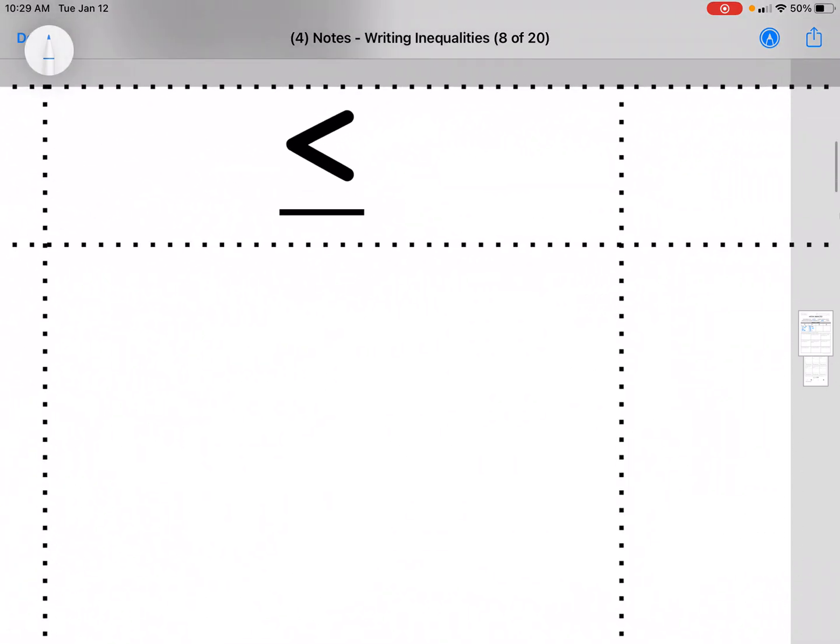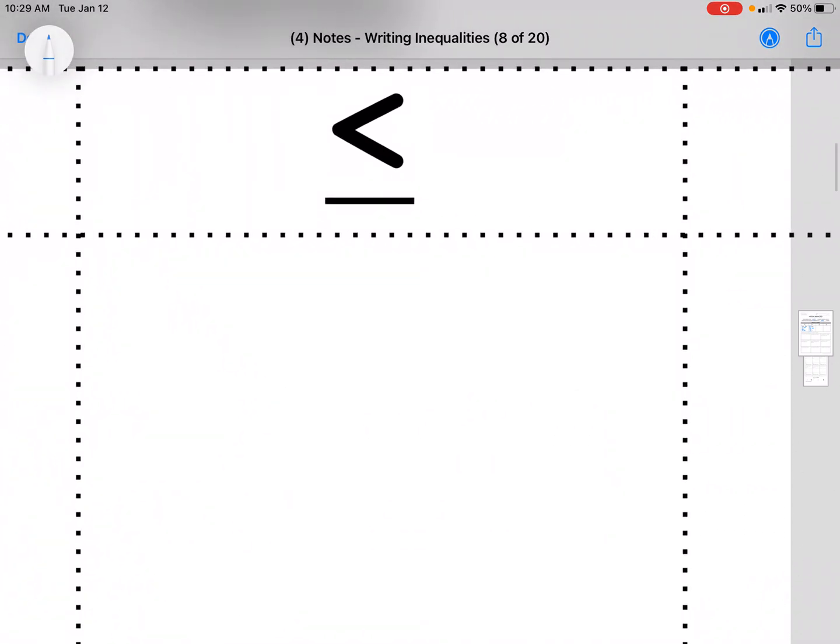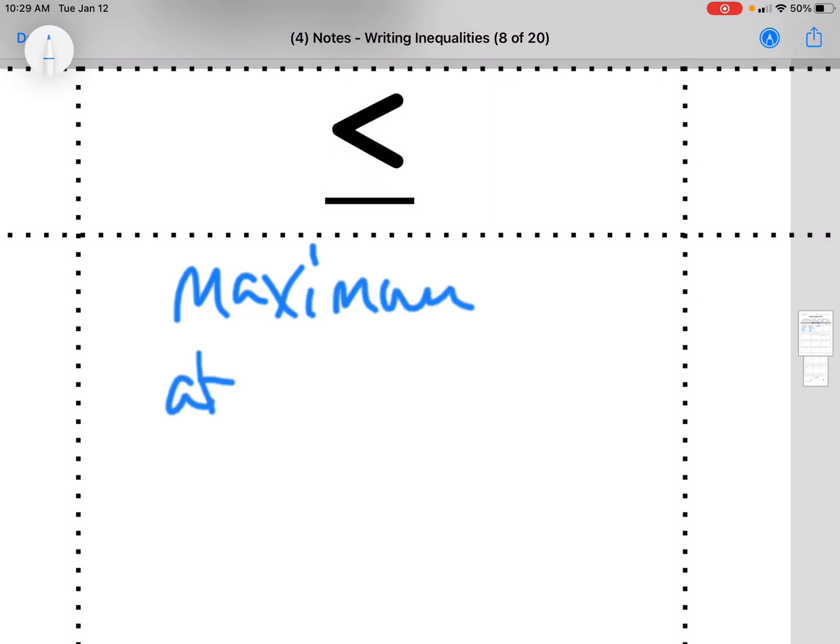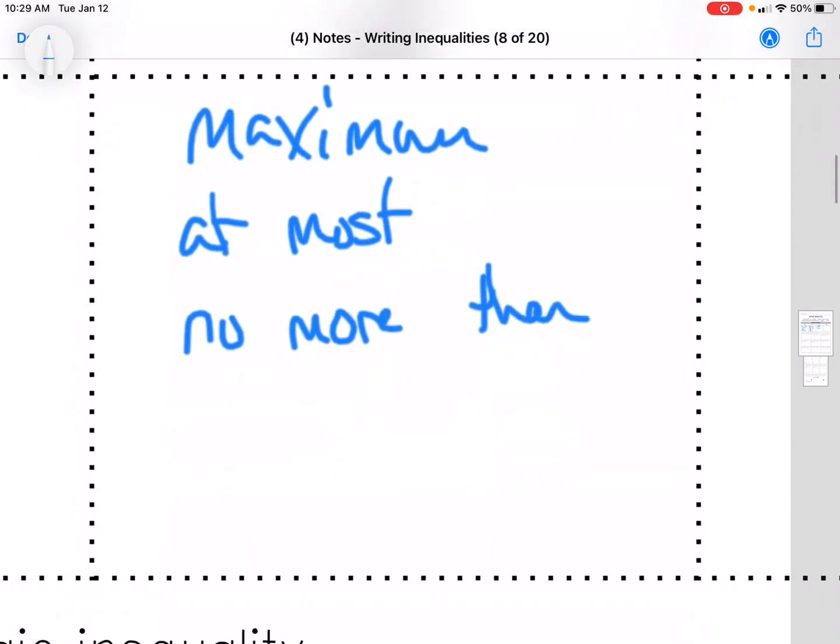Okay. Here we can say maximum. We can say at most. We can say no more than. And we can also say, obviously, less than or equal to.